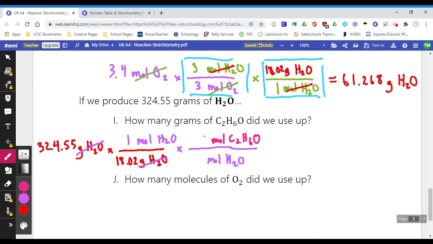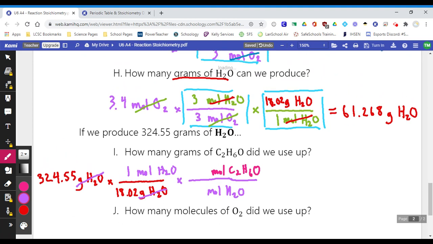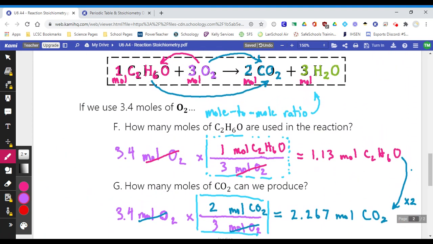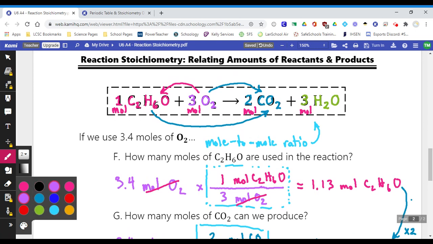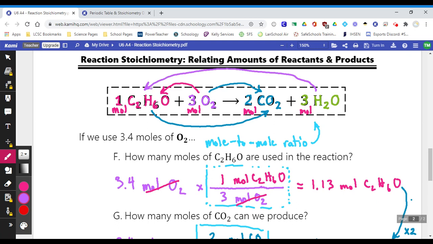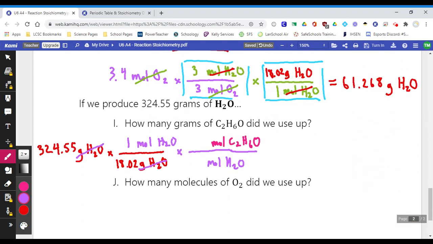Well, I would love to just be one with moles on both of these, but I can't. This mole to mole ratio means I've got to go look at the balanced reaction equation and see what my relationship is between H2O and C2H6O. Right? Let's do purple this time. So I'm going from 3 moles of H2O to 1 mole of C2H6O in this case. So it's a 3-to-1 ratio.